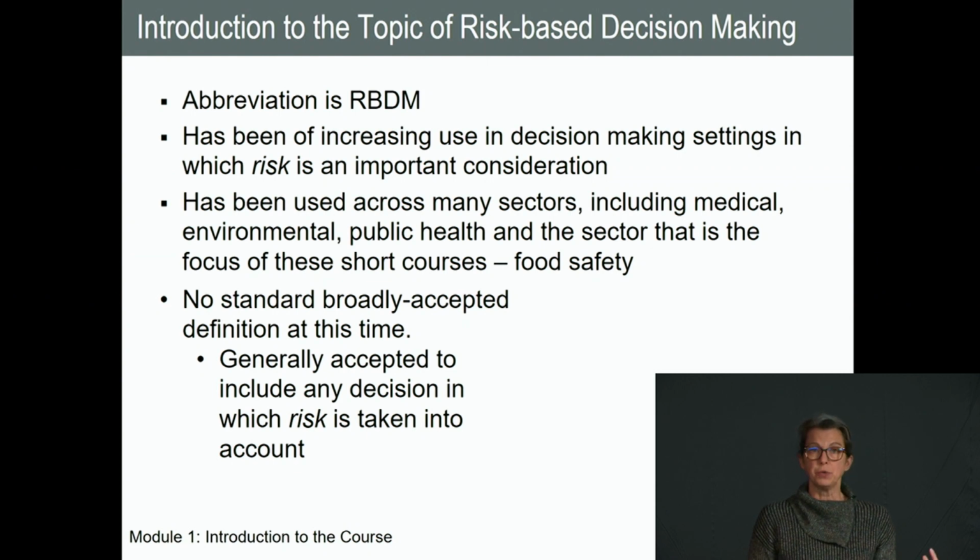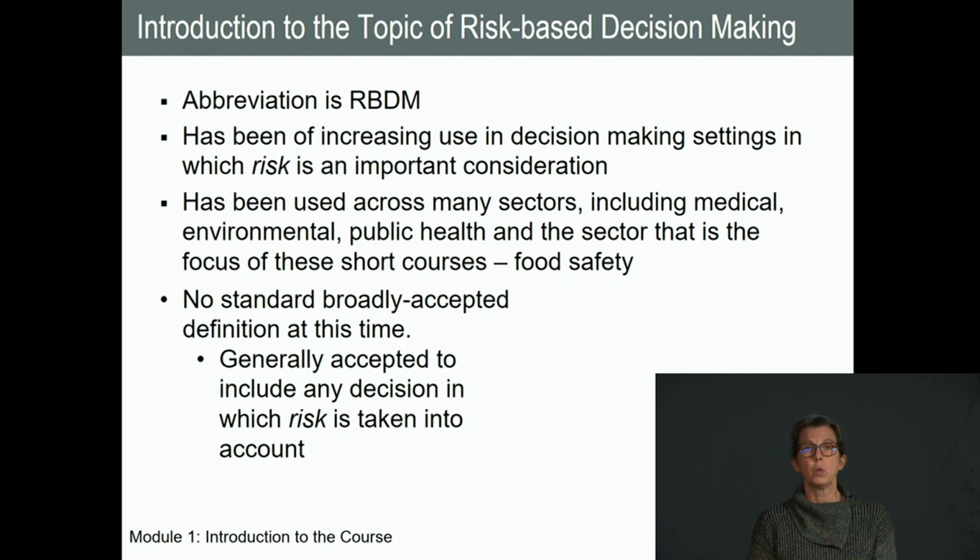So to introduce this topic of risk-based decision-making, I did want to mention sometimes it's abbreviated RBDM, just for convenience. So risk-based decision making has been increasingly used in the United States, where I'm from, as a way to really ensure that decision making is focused on the public health impact or the risk, reducing the risk of the thing that you're talking about. So it's been used in many sectors. It's been used in medical, environmental, public health, and the sector that we're focusing on here, which is food safety.